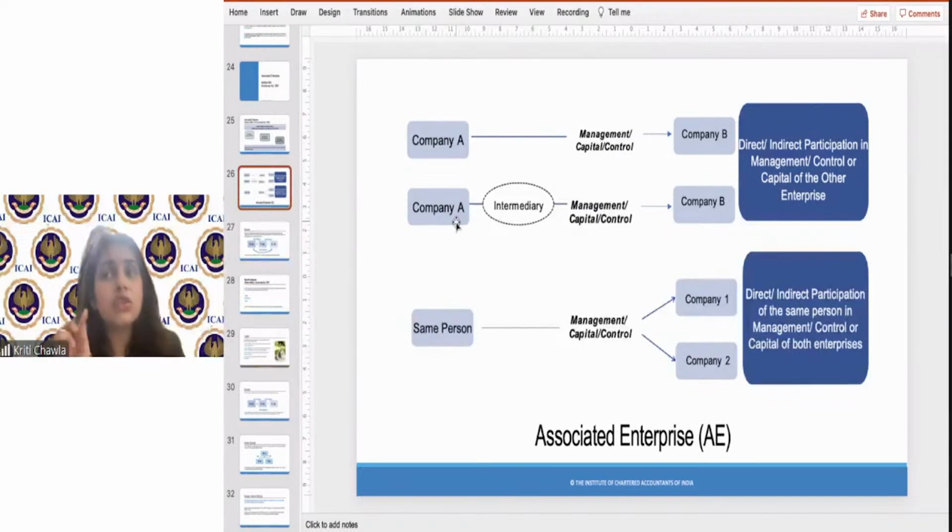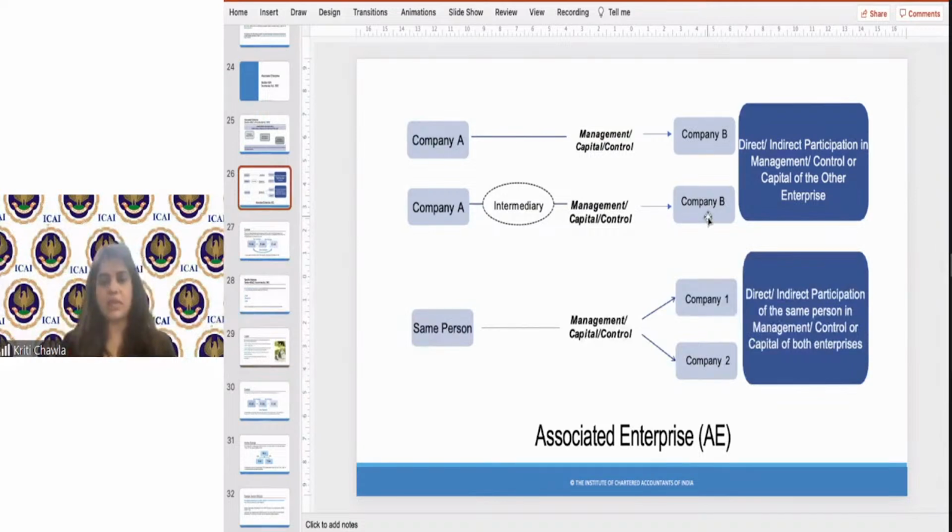They also say that it's not just direct participation that we're looking at, even if they're indirectly participating in the other company. So if company A, through an intermediary, is participating in the management, control, and capital of company B, well, then also these two companies will become related to each other. I'm going to give you another example of this very soon in the next slide. But it says that if company A is participating indirectly through an intermediary in the management, control, and capital of company B, then company A and company B will become associated enterprises by virtue of Section 92A(1).